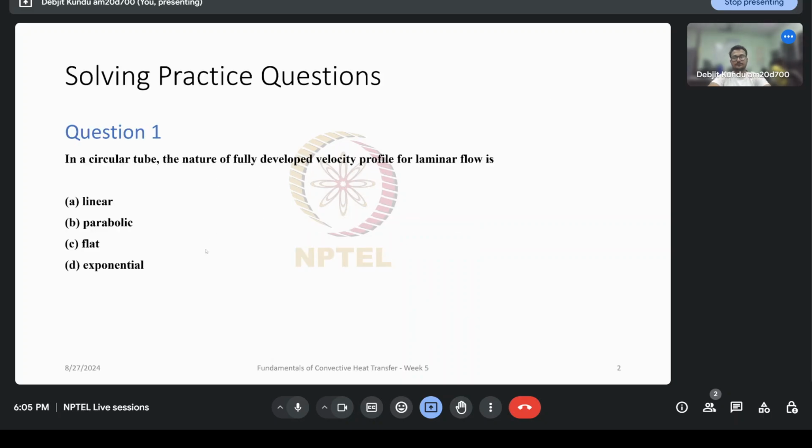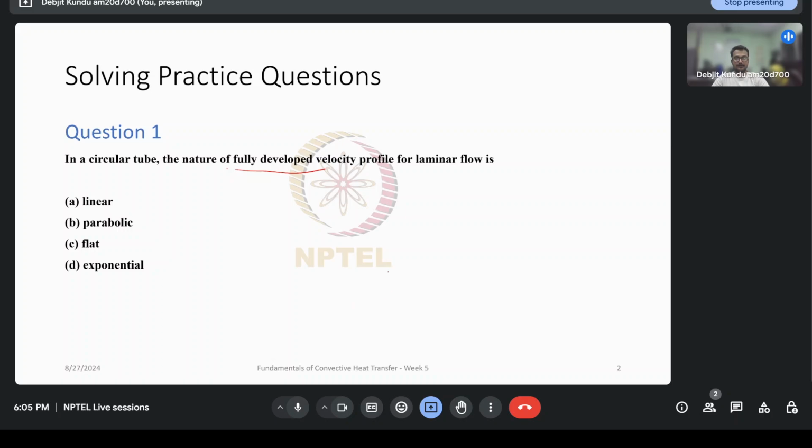So this week our discussion has been on internal flows and convective heat transfer within them. One of the cases of internal flows is flows through a pipe, a circular pipe. So this question relates to that. It is asking us about the nature of fully developed velocity profile in a circular tube. So here this word is necessary. A fully developed velocity profile for laminar flow is it option A, linear, option B, parabolic, or option C, flat, or option D, exponential?